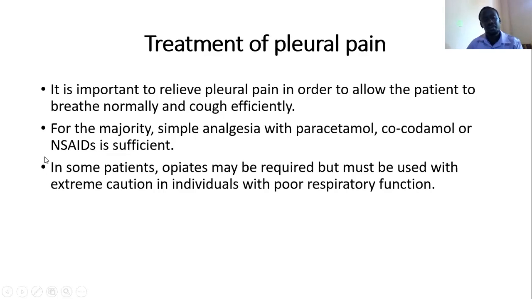In some patients opioids may be required, but they are supposed to be used with caution, especially in patients who have poor respiratory function, because opioids normally depress respiratory function. So if the patient has poor respiratory function, then you might kill the patient even faster if you give strong opioids, because it will depress respiration even further, hence you lose the patient.